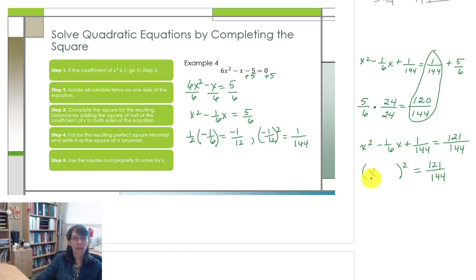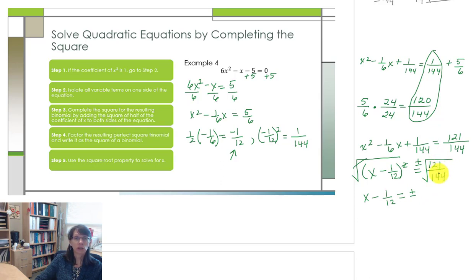So we know the first term is x, and looking back to our previous steps where we found half of negative 1/6, that gave us negative 1/12. So I know to use minus 1/12 in this factoring. We're ready for square root property now. Take the square root of each side of the equation, considering both positive and negative square root. So on the left side, we have x minus 1/12, and that is equal to plus or minus the square root of this fraction.